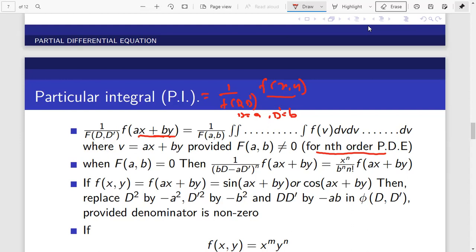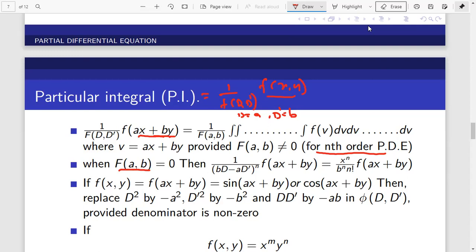Here you see, b is nothing but the coefficient of D, and n is nothing but the power in the order of the equation. This is the procedure when the denominator is 0.